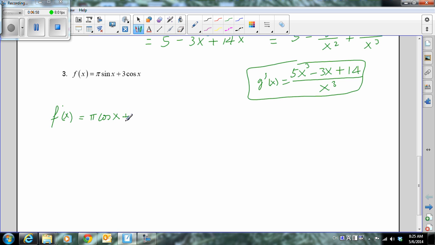The derivative of cosine of x is negative sine of x, so it is -3 sine of x. And I can put that in parentheses because I have a double sign. So this is equal to pi cosine x minus 3 sine x. And that's, of course, f prime of x. And that's it.